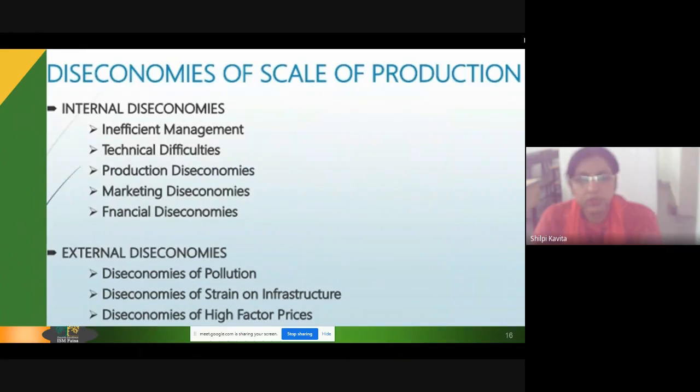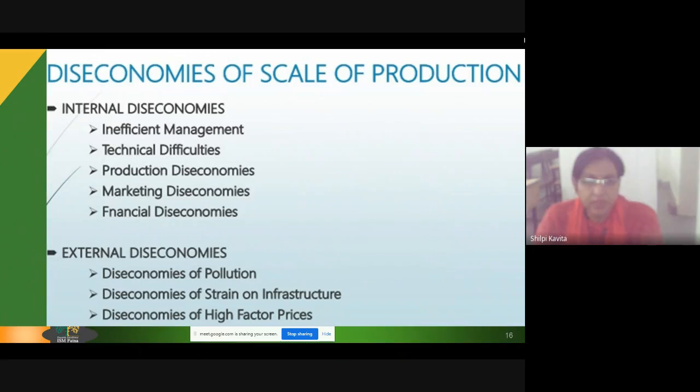Diseconomies of scale of production are your disadvantage because once you start producing on a very large scale, the prime problem which comes in is your management and coordination problem. And that leads to production diseconomies, marketing diseconomies, and financial diseconomies. Apart from the inefficient management, because managing large scale production is really a difficult thing unless it is managed in a very sound system, it cannot be feasible to have economies of scale. Rather, we start having diseconomies of scale.